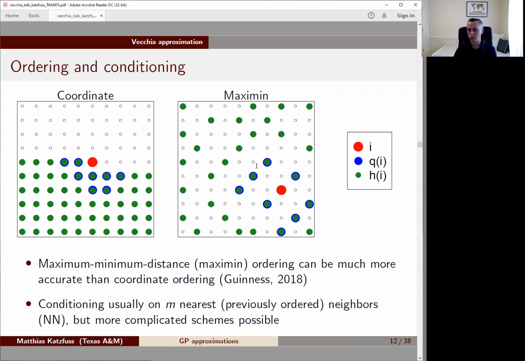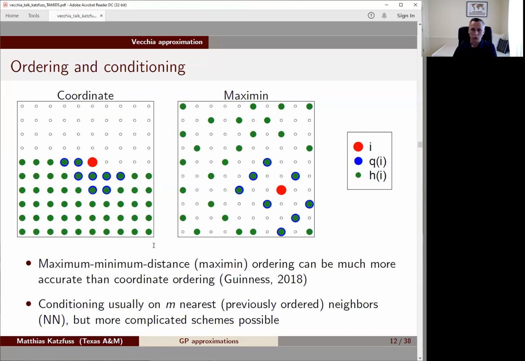Once we've decided on the ordering, then we have to decide how to choose these conditioning sets, these qi, as a subset of the green points of the history. What we typically do there is we simply condition on the m nearest previously ordered neighbors. So here, for example, these are the m equal to 8 nearest previously ordered neighbors to this red point in blue. And similarly here in blue, we have the m equal to 8 nearest previously ordered neighbors to this red point. For this talk, when we talk about Vecchia approximation, we're going to talk about a Vecchia approximation under maximum ordering with m nearest neighbors as our conditioning set, nearest neighbor conditioning. That's what we found works the best in general, although there will be slight variations of that depending on the setting.